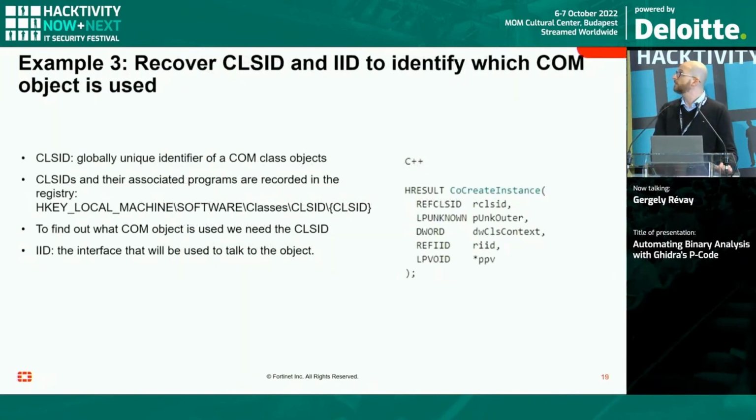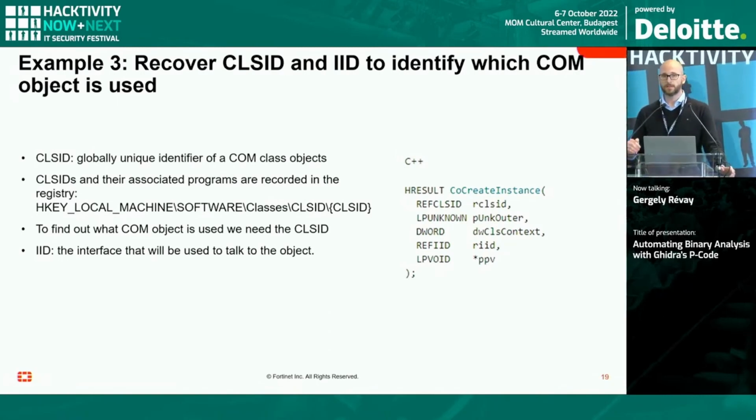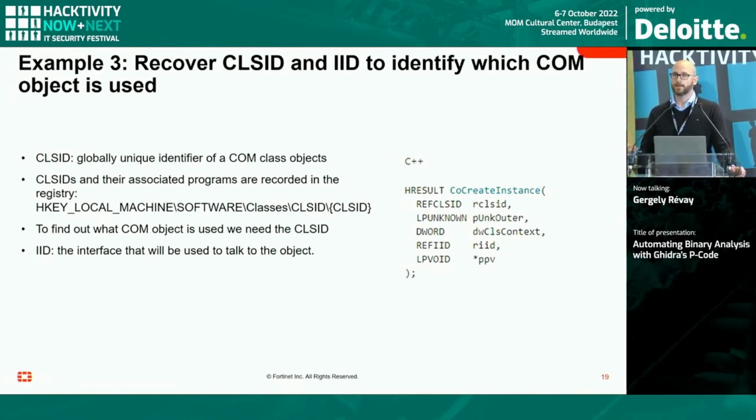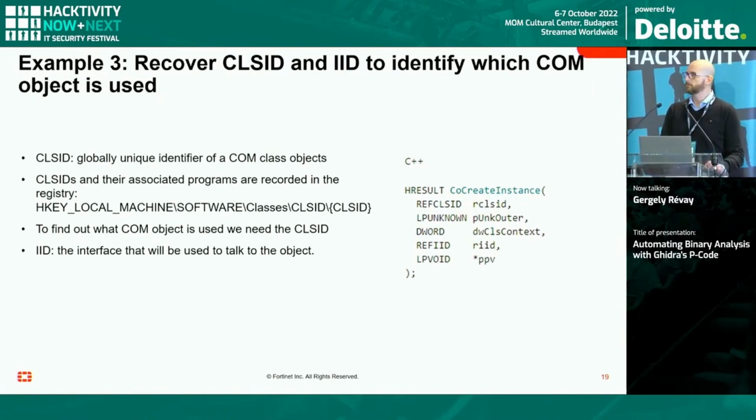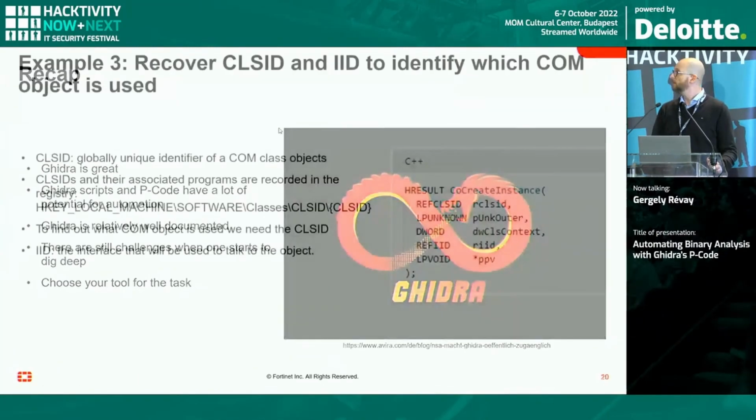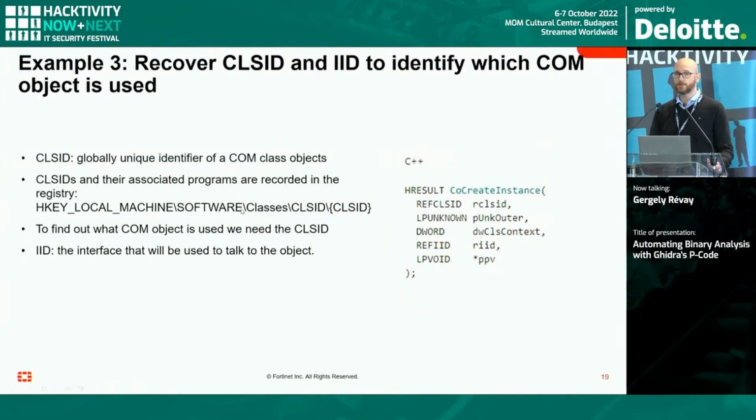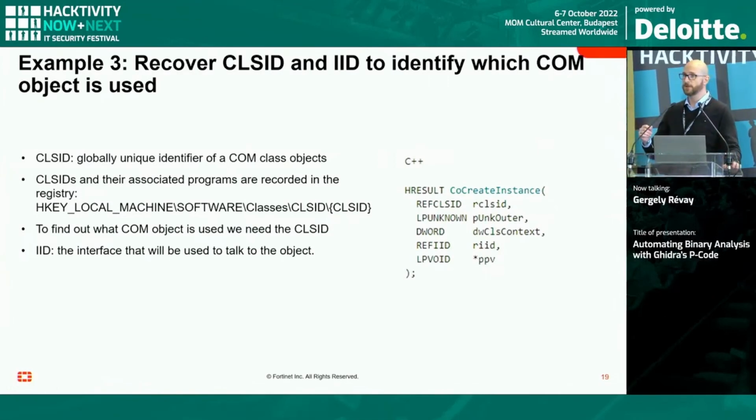So in the third example, we're going to go a little bit deeper to figure out what that COM object might be. The two values that can help us in that are the CLSID and the IID. Both are UUIDs, so just huge numbers. In Windows, you can look up the CLSID in the registry. So basically, you find a CLSID, you go to the registry, and you look it up, and then it will tell you what program that is.